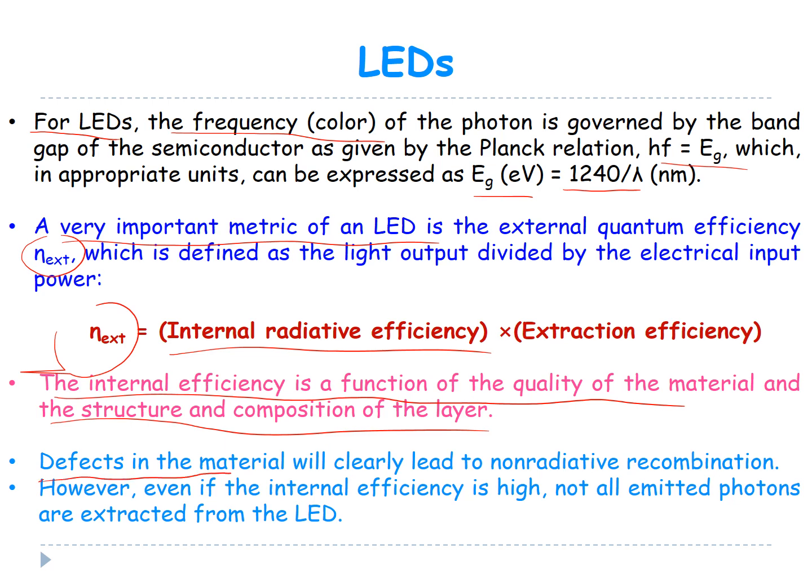Now, defects in the material will clearly lead to non-radiative recombination. However, even if the internal efficiency is high, not all photons are extracted from the LED. So you've got many non-ideal behaviors or components that come into play when you actually make a device in real life. So the external quantum efficiency is something that you need to determine experimentally.